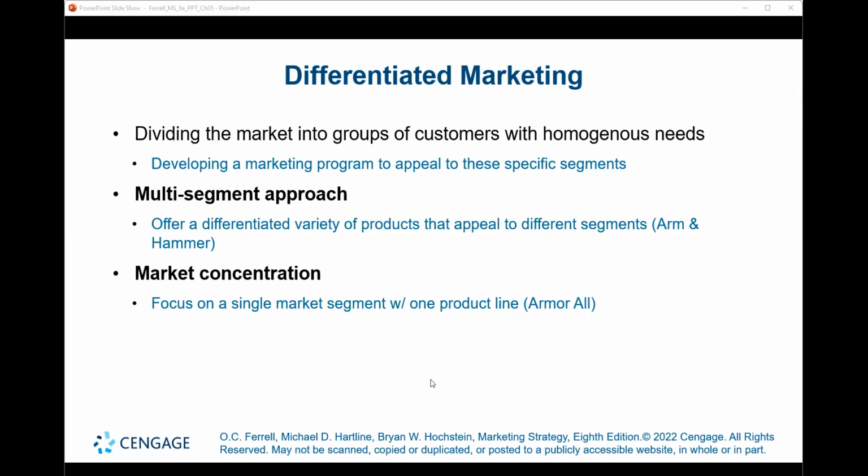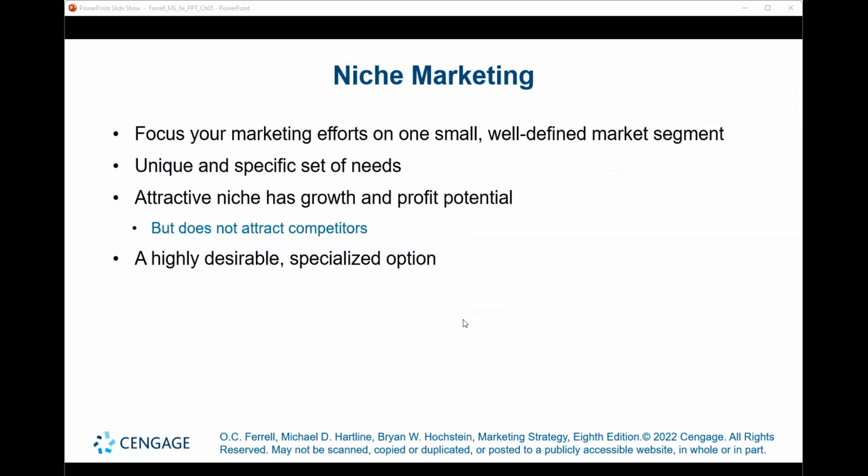So marketing concentration. Marketing concentration is different from niche marketing, because niche marketing is one defined market segment that has very unique and specific needs, but it has a lot of potential. It has to be very highly specialized. For those of you men who don't like gray hair, not me, Just for Men is actually a single product line that has only one focus, and that's to make your hair darker. That would be an example of niche marketing.